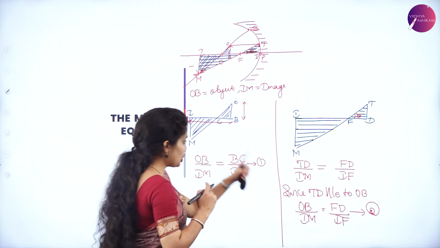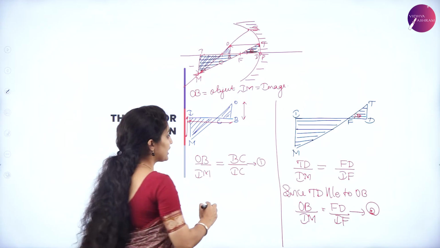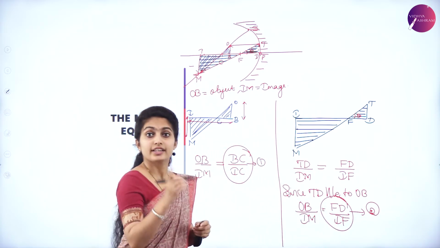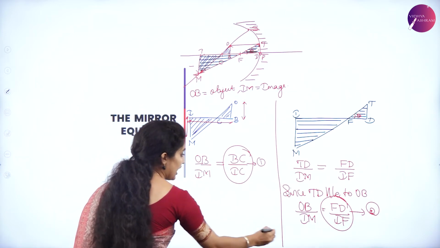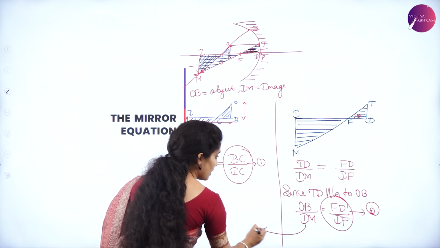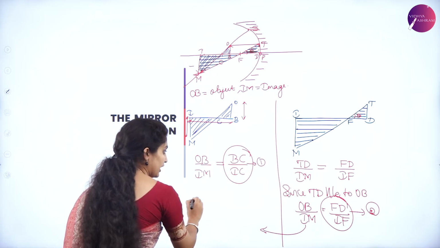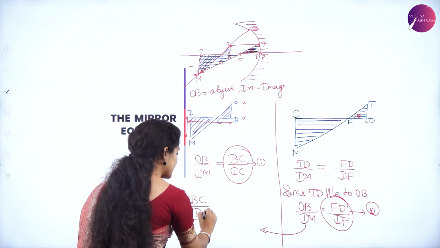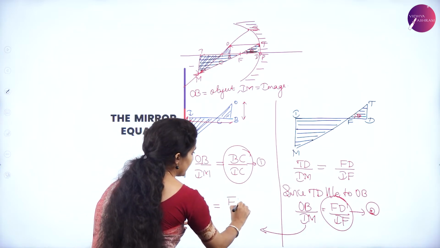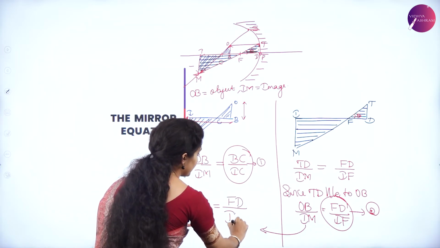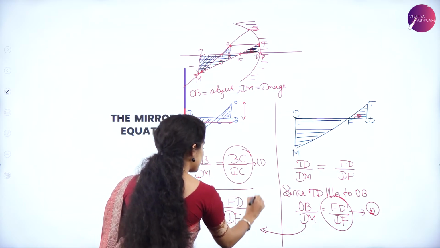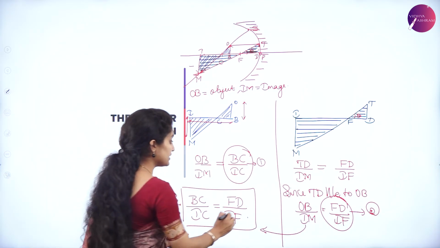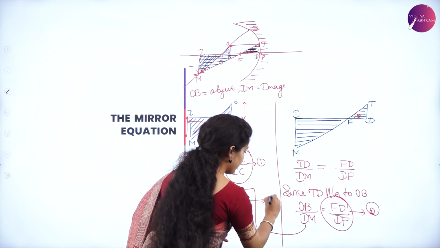We have equation 2 and equation 1. Can we equate this section as well as this section? Yes, we can do that. So therefore we have BC divided by IC is equal to FD divided by IF. So this is the equation we are having right now. Call this equation 3.